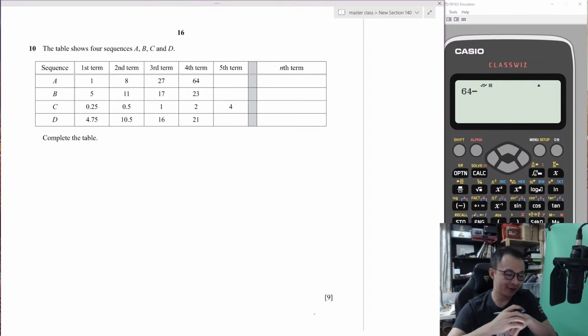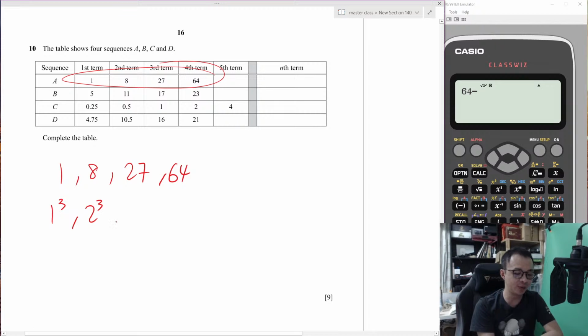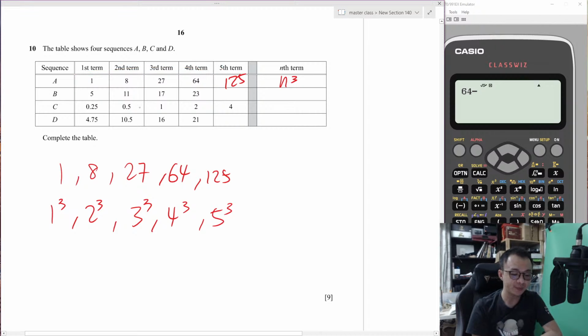Alright, so okay, first group is very easy. You recognize this one should be the cubic numbers. So this is 8, 27, 64. This is 1 cube, this is 2 cube, this is 3 cube, this is 4 cube. So the next one will be 5 cube, 125. Okay, 1, 2, 3, 4, 5. This is called n cube. Very easy. Then the next one, 5, 11, 17, 23. Plus 6, plus 6, plus 6.